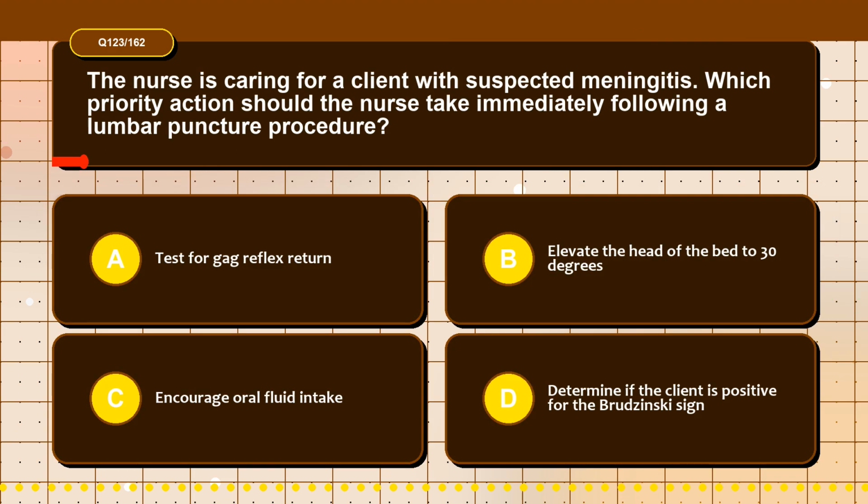Question 123. The nurse is caring for a client with suspected meningitis. Which priority action should the nurse take immediately following a lumbar puncture procedure? Here are the options. Option A. Test for gag reflex return. Option B. Elevate the head of the bed to 30 degrees. Option C. Encourage oral fluid intake. Option D. Determine if the client is positive for the Brudzinski sign.